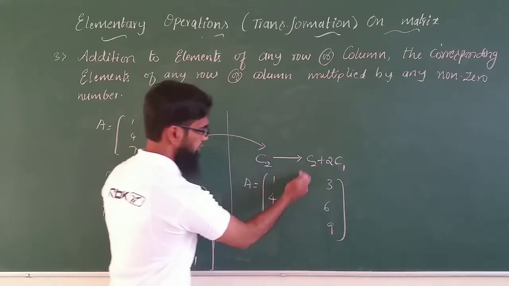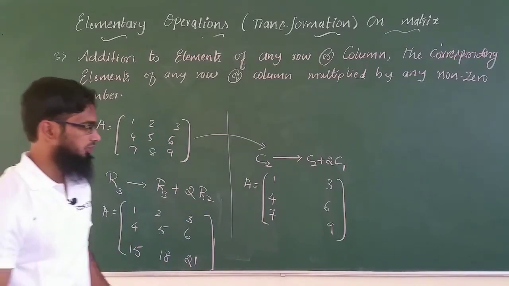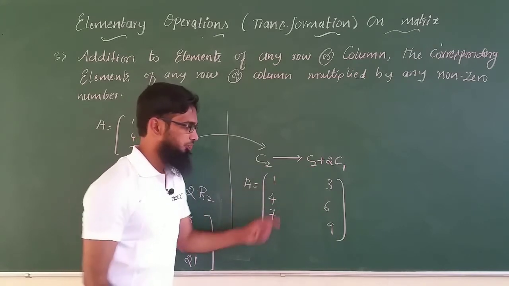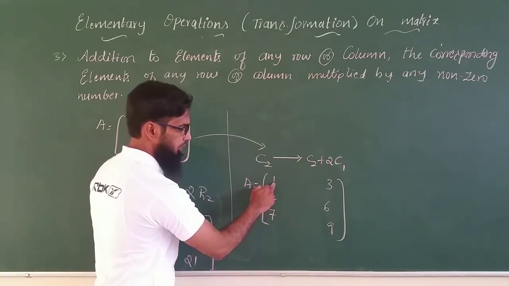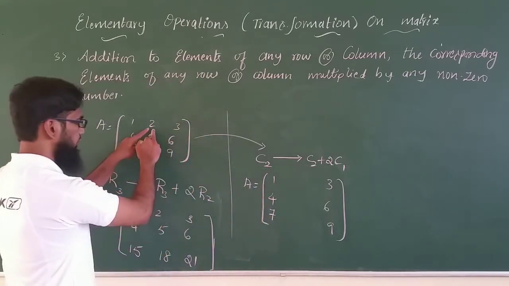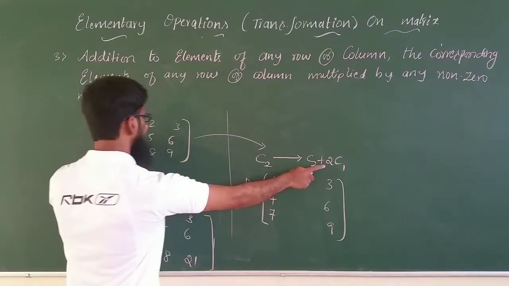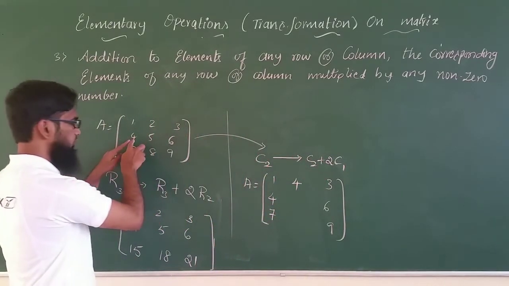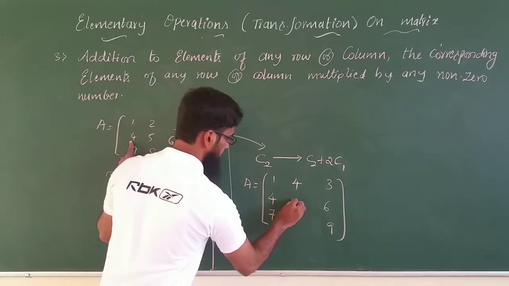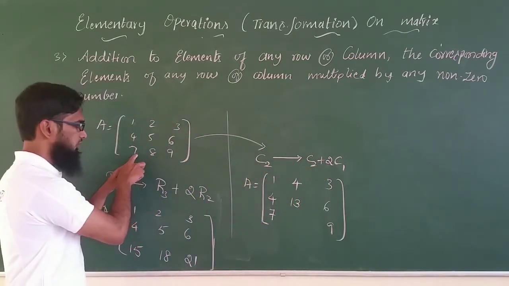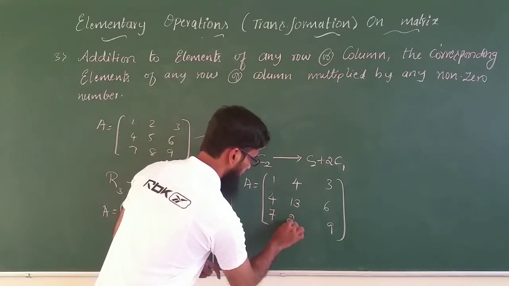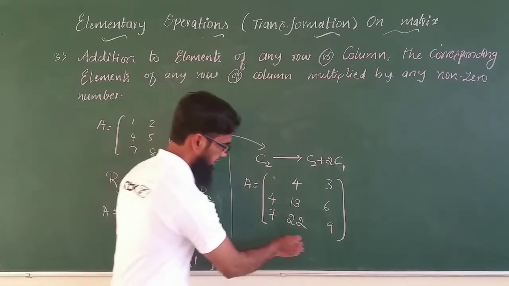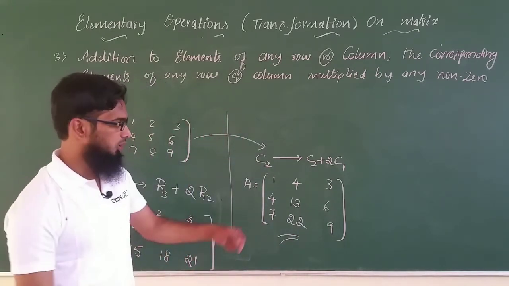Okay, now I want to change the values of this C2. How can we make changes here? I have to multiply by 2 the C1 element, so 2 1s are 2, plus I have to add the C2 element, that is 2, so it becomes 4. Again, 2 4s are 8 plus 5, that is 13. 2 7s are 14 plus 8, that is 22. Okay, this is the matrix we get by using a column operation.